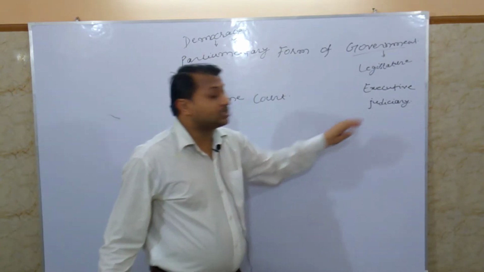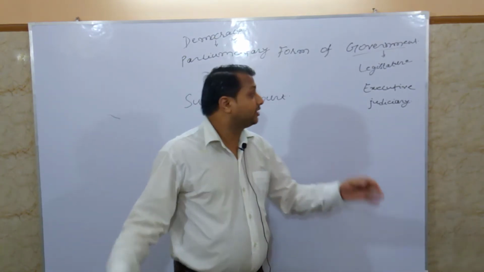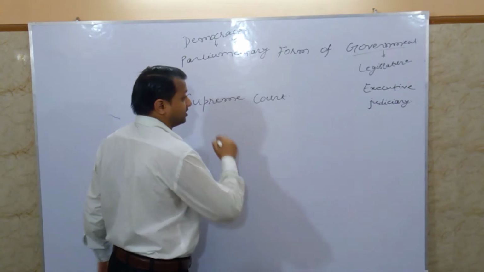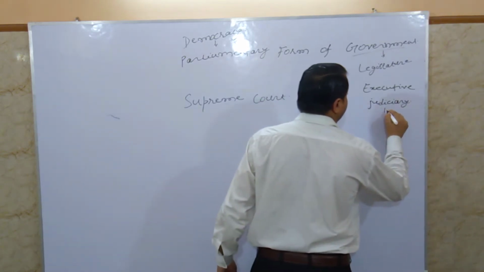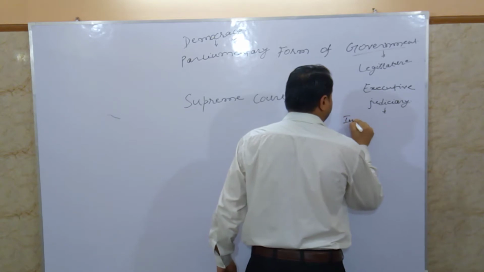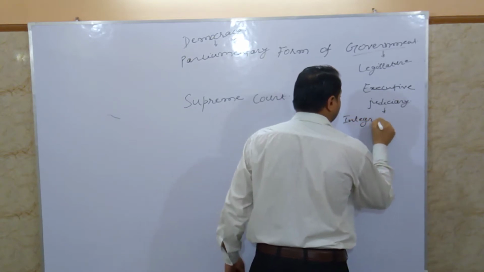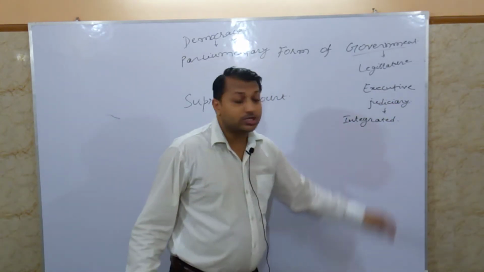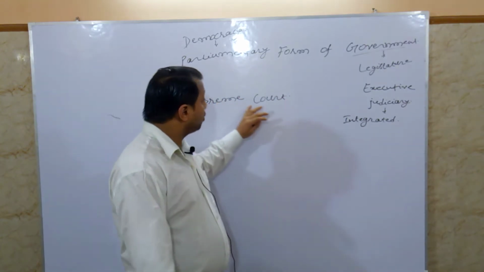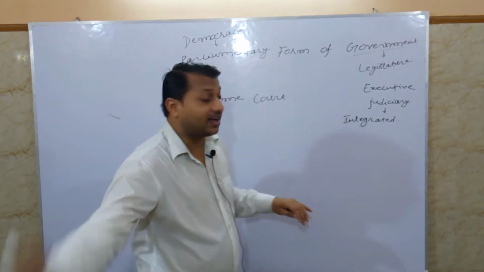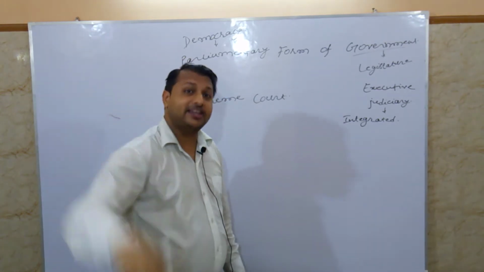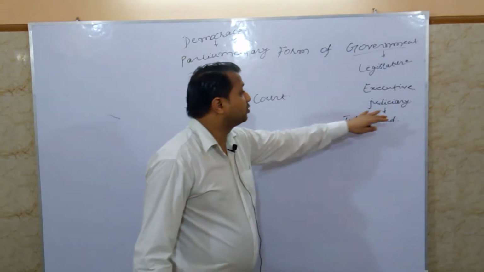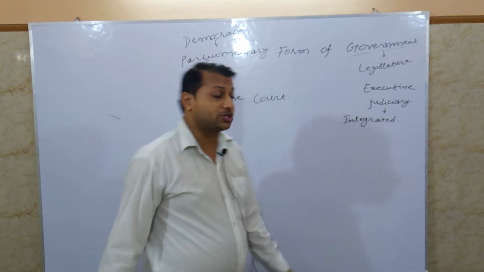India is a democratic country. In the judiciary, we know that in India we follow the integrated judiciary system. Integrated judiciary system means there is the Supreme Court at the top, below the Supreme Court there is the High Court, and below the High Court there is a hierarchy of subordinate courts. So this is our judicial system.